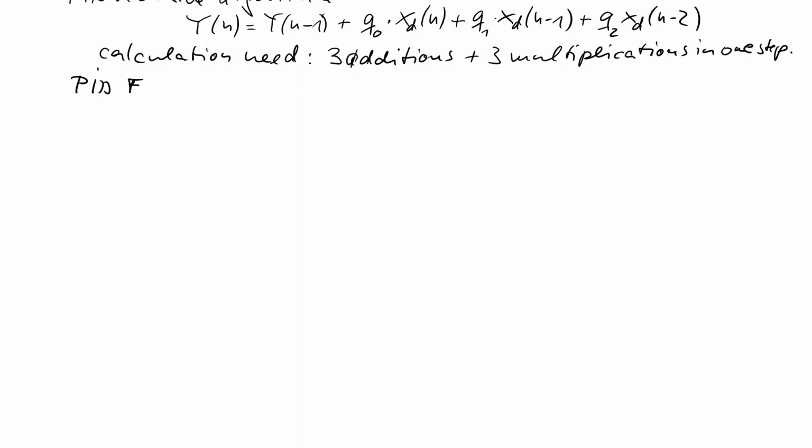PID example. Given values are K is 2, Td is 0.1 second, Ti is 1 second, and sampling time is 0.01 second, 10 millisecond.